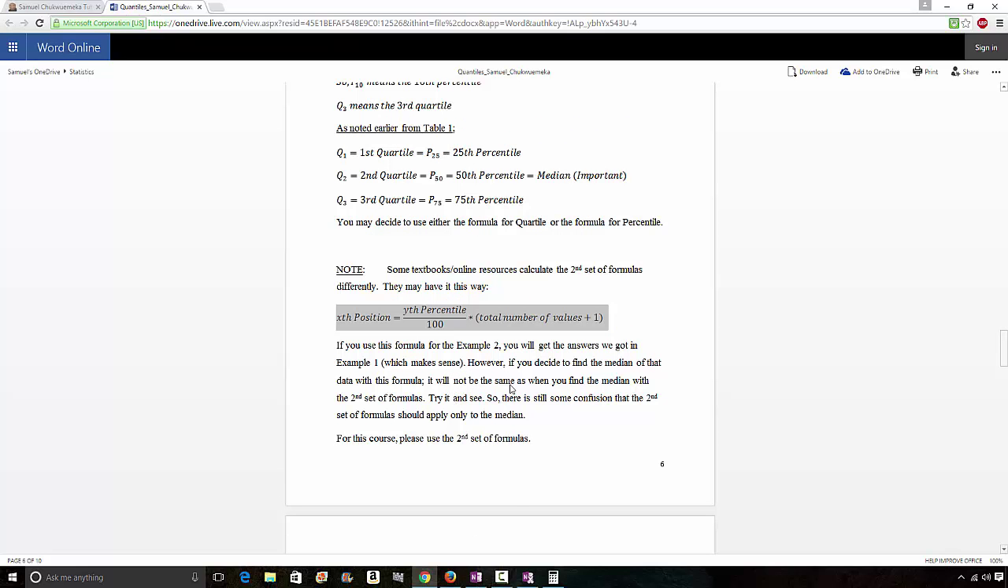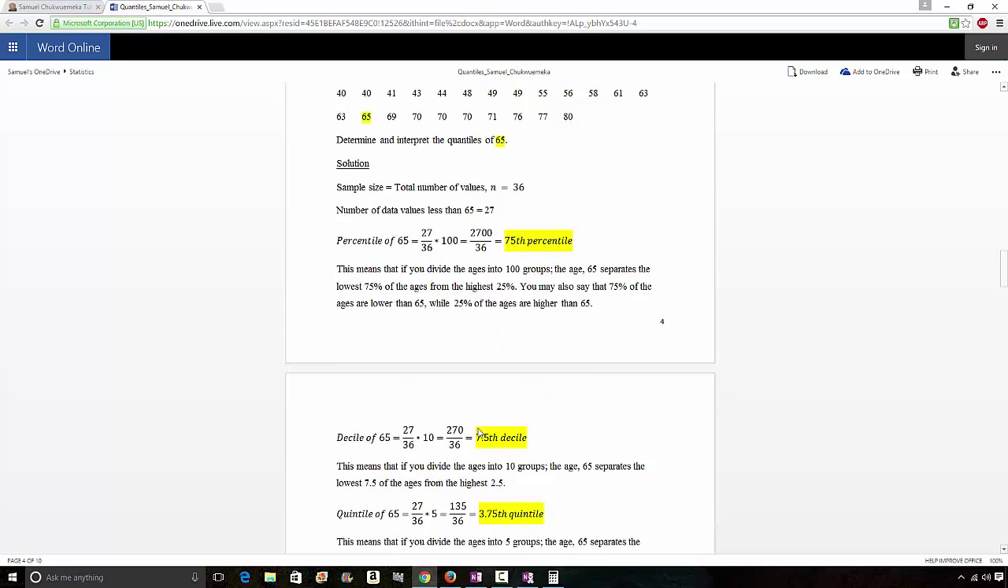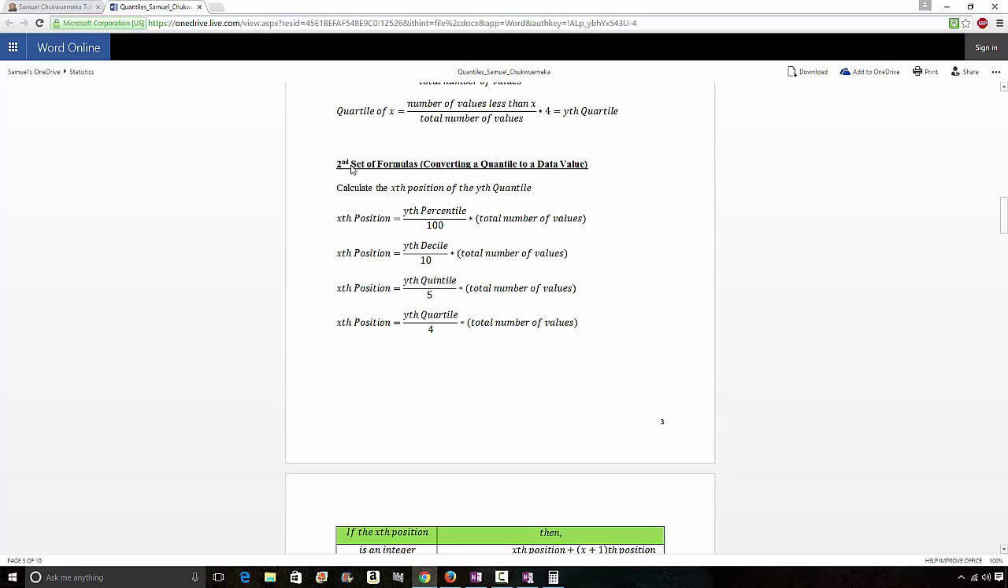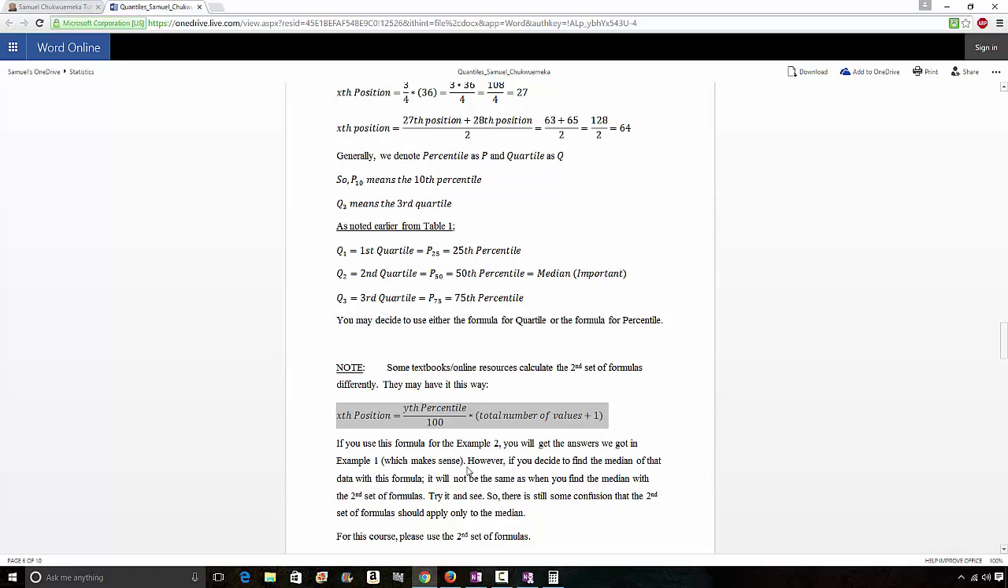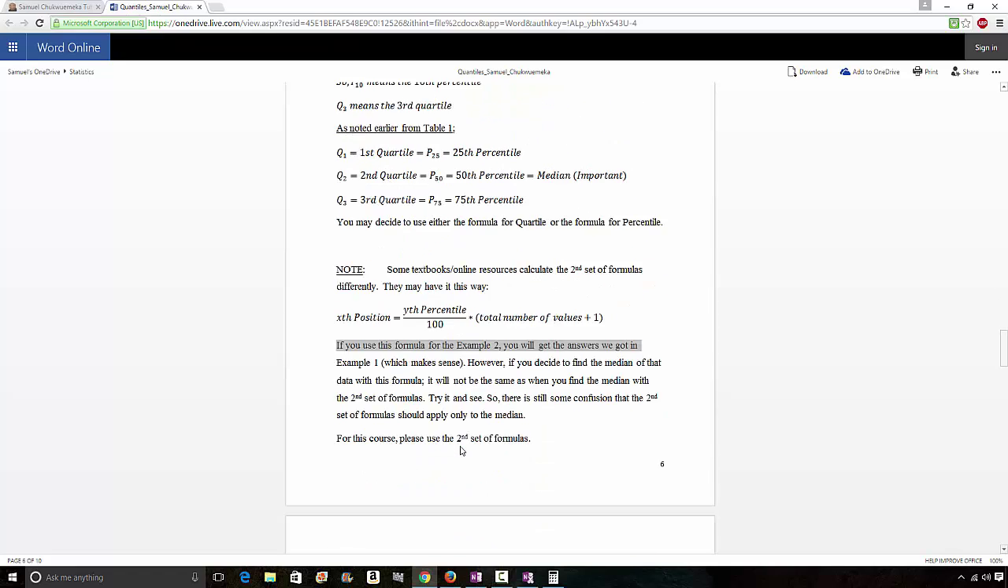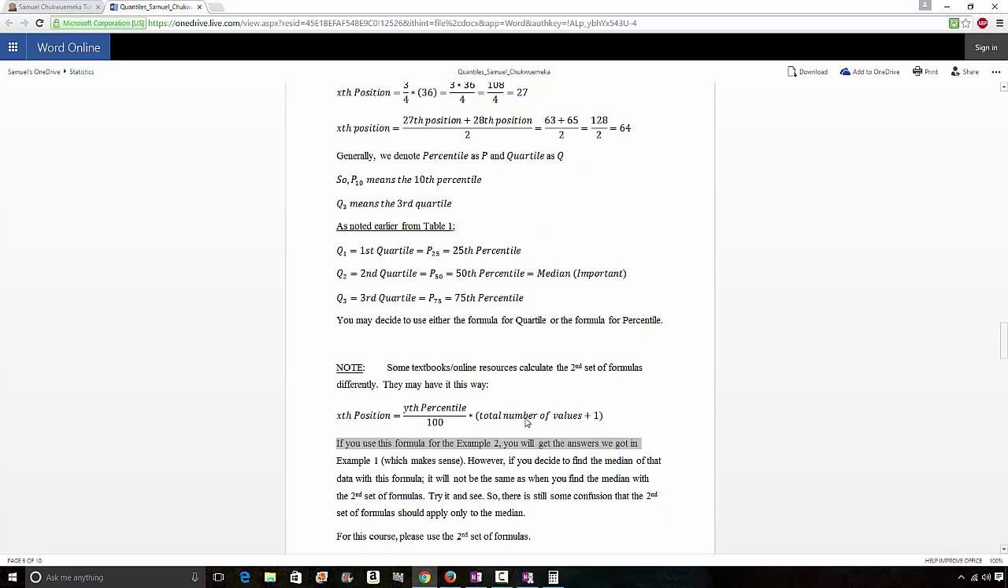So some textbooks still use it, but please, please, please, don't use it for this course. Use this second set of formulas for this course. In case you're looking at online resources, other YouTube videos, or other textbooks and you see this formula, use it in that course, but don't use it for this course. Okay?